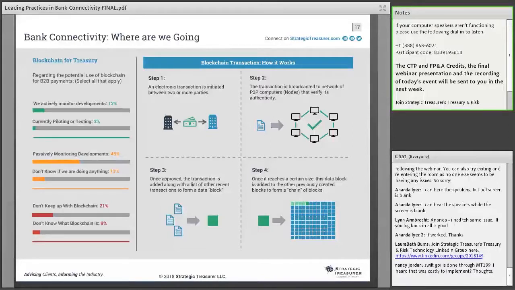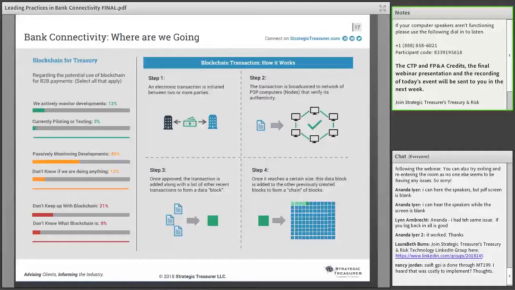Yeah. So blockchain for Treasury, how current are people in terms of staying in touch with the developments there? And you can see from the top, we're actively monitoring, we're piloting, or we're more passive, or we don't keep up with it at all. You can see, a small percentage are very active in seeing what goes on. Some are just hearing what goes on in webinars or through different payment media, treasury media, et cetera.